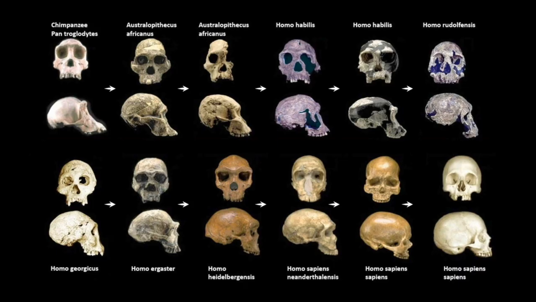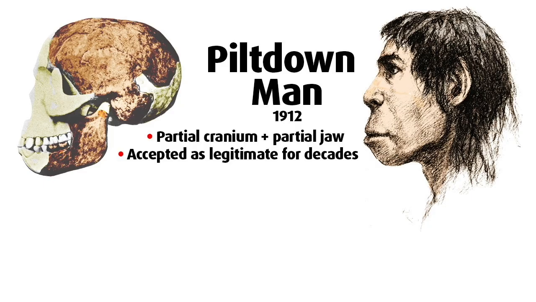When you initially look at them, it looks like there could be some progression between them. So let's actually look and see what's going on here with some of these claims of missing links for humans. One of the first claims of a missing link for human was the Piltdown man.